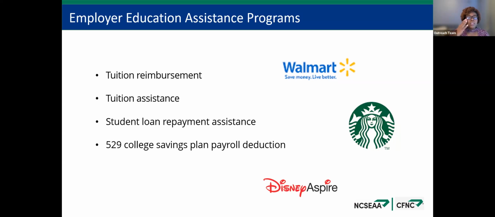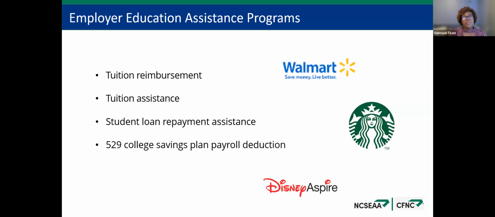Tuition reimbursements are the most common benefit, and that's when an employee pays upfront for their tuition, and then they're reimbursed by the employer upon completion of the course. Some might require achieving a certain grade, like an A or a B, in order to be reimbursed, or that you commit to staying at the organization for a specific time period. If you leave before then you would need to pay the balance of the education benefit back.